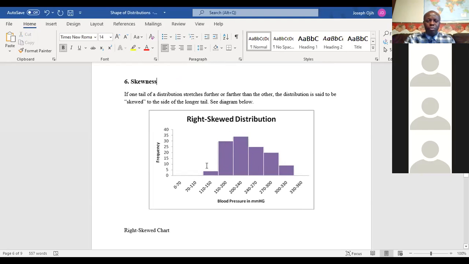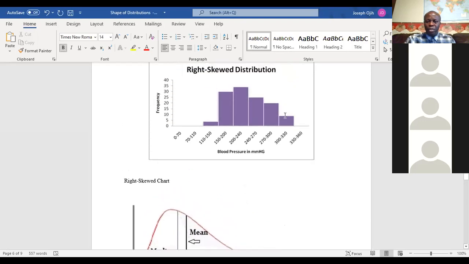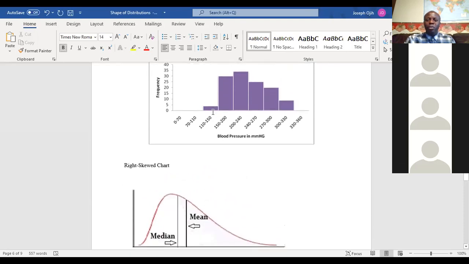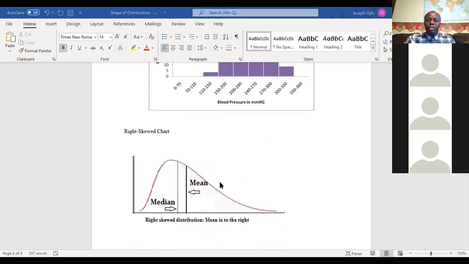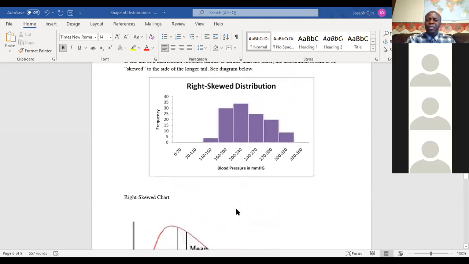The left side drops very quickly. So if you plot it, it's going to look like this. It stretches more on this side than on the left side, as you can see from here and here. So we say that because it stretches more on the right side, we call it a right skewed distribution. A good example of this in real life is income.